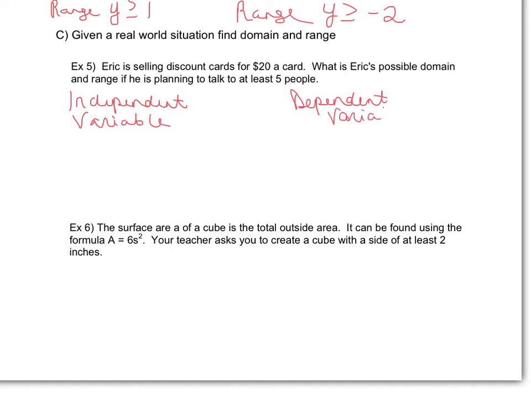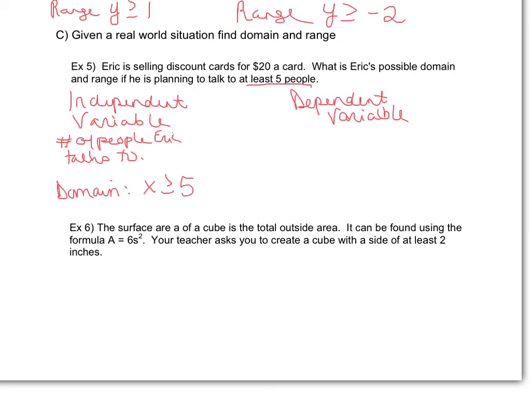Well, if he's planning on talking to 5 people, doesn't the number of cards that he sells depend on the number of people he talks to? So I'm going to let my independent variable be the number of people Eric talks to. And remember, the independent variable is going to be my domain. So I'm going to go ahead and say my domain is going to be, he's planning to talk to at least 5. So I'm going to say my domain is, and I'm going to go ahead and use x, greater than or equal to 5.